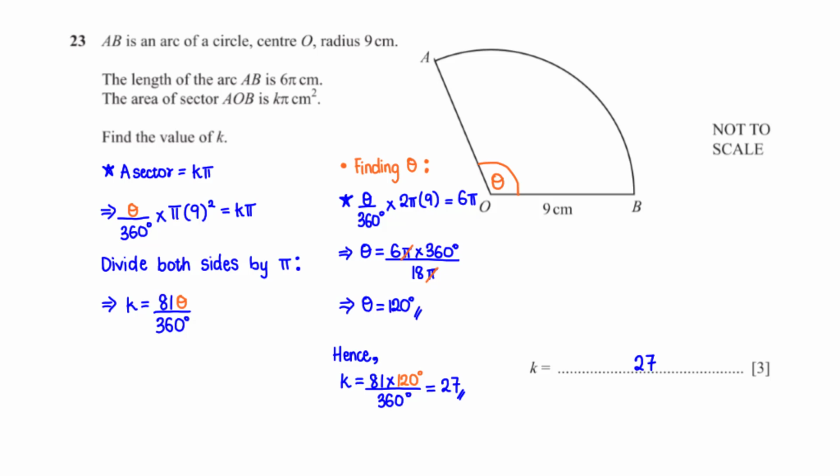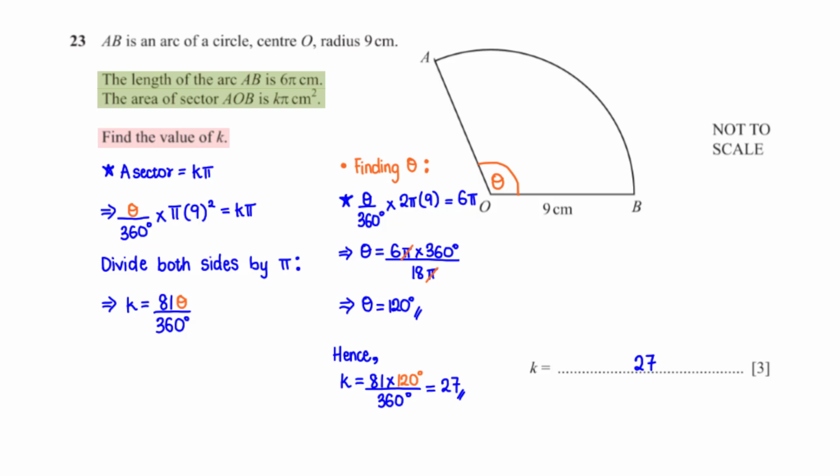AB is an arc of a circle center O, radius 9 centimeters. The length of the arc AB is 6 pi centimeters. The area of sector AOB is k pi centimeters squared. Find the value of k. We know the formula for the area of a sector is theta over 360 degrees times pi r squared. We don't know the value of theta. We've been given the value of r as 9 centimeters, and we also know the area of the sector is k pi centimeters squared. 9 squared is 81, and so when we divide both sides of the equation by pi, this is what we get.